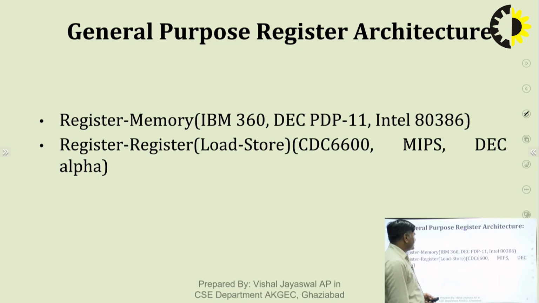If we talk about general purpose register architecture, register-memory and register-register are used. Basically, these two scenarios are used in general purpose architecture: register-memory and register-register.